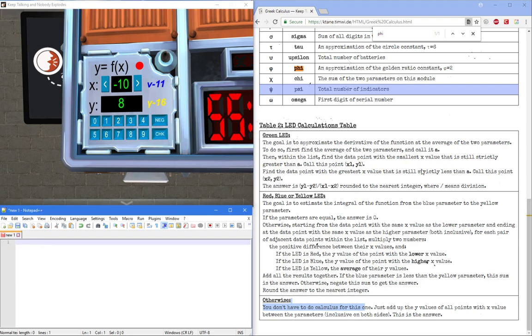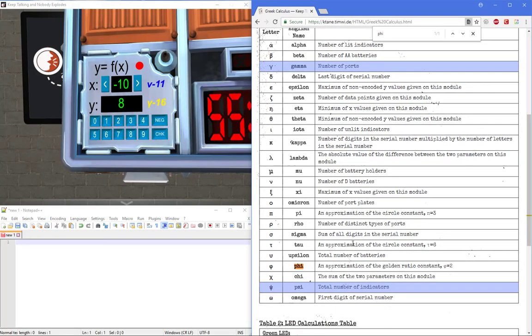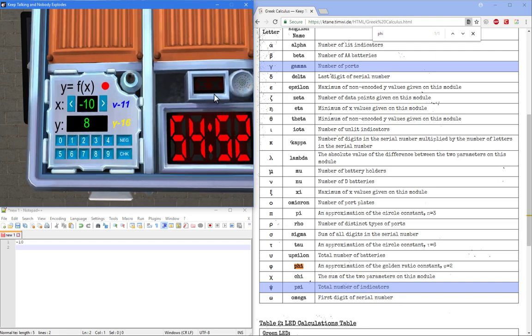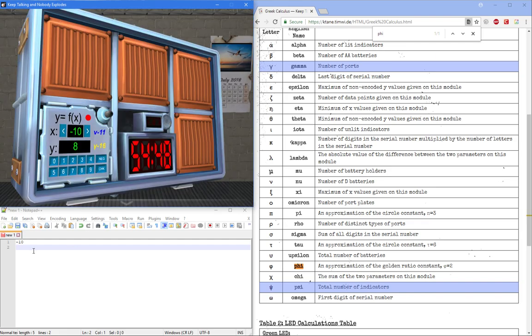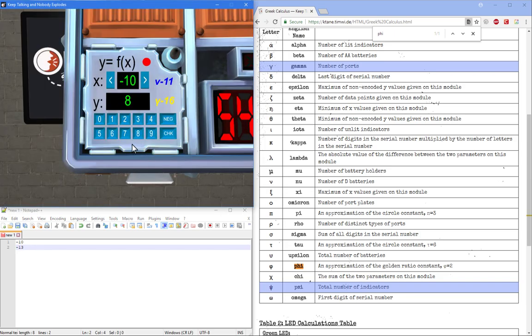We gotta do this one. So let's do this real fast. So red. Forgot my answers here. So I think this was negative 10. Number 2. Yeah, negative 10. And gamma. It's number of ports. 1, 2, 3. So negative 13. Alright, negative 10, negative 13.